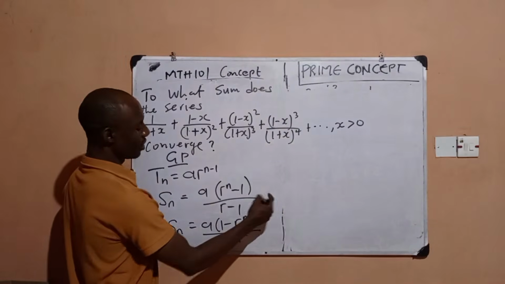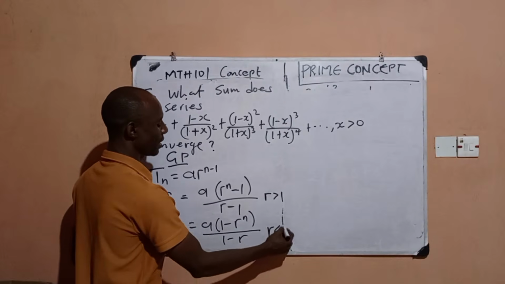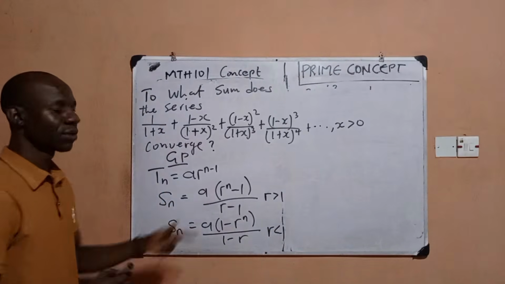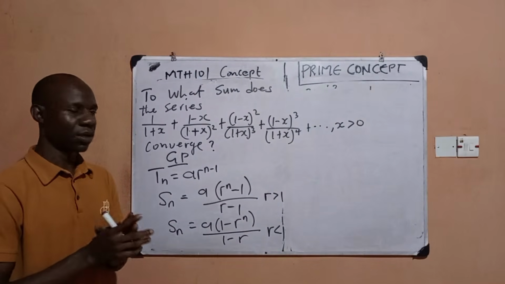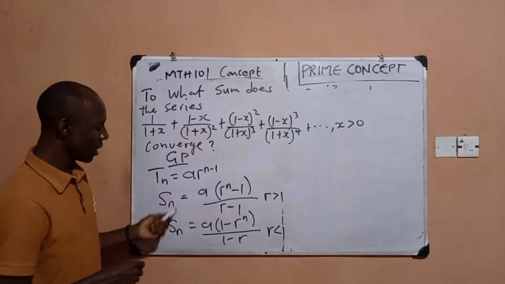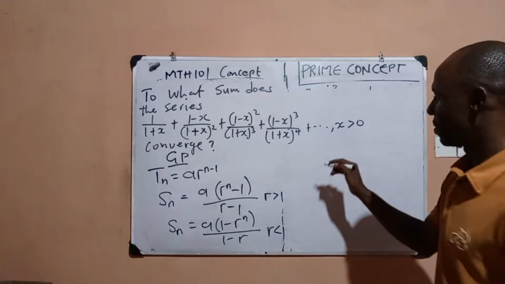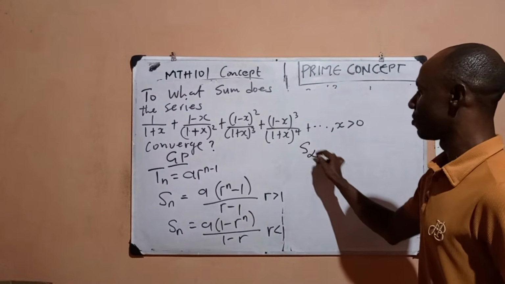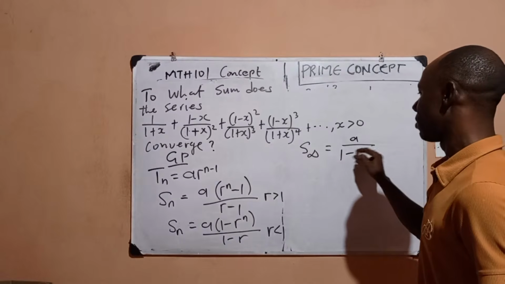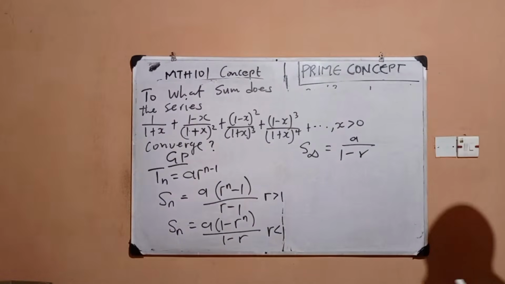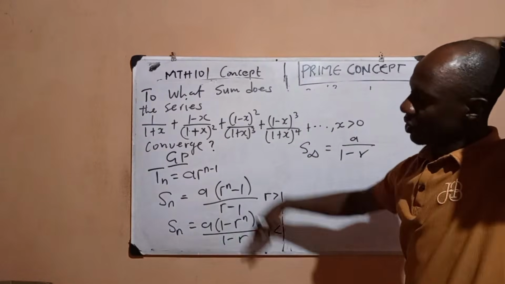They said you use this one when R is greater than 1, and you use this one when R is less than 1. So maybe you can still keep that memory, but notice that any one you use will give you the same result. So let's not debate that. So you have this. Then the last formula you need to know for GP is sum to infinity. Sum to infinity is A over 1 minus R. That is sum to infinity. Is it clear? I've not solved this question yet, so just take note of this.